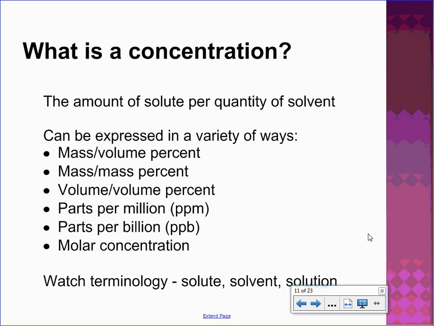And we can actually express this in a variety of ways, such as the mass of our solute in the volume of our solvent, the mass of our solute in the mass of our solvent, volume of solute and volume of solvent. We can also express this as parts per million, parts per billion, and the one that'll be most relevant for us and the one that we'll come back to the most is molar concentration. So when you're working through this, you have to be careful and watch for the terminology that's provided between solute, solvent, and solution, and you need to be able to distinguish between each one.